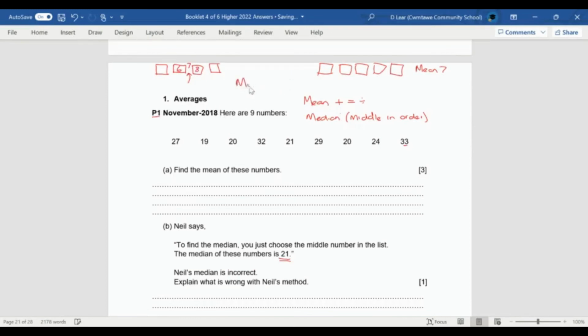The mode is the most common number, the number that appears most often in the list, and the range is the biggest number take away the smallest.